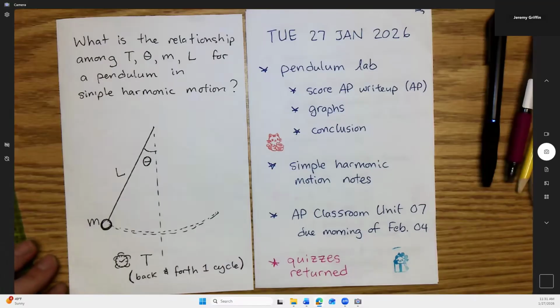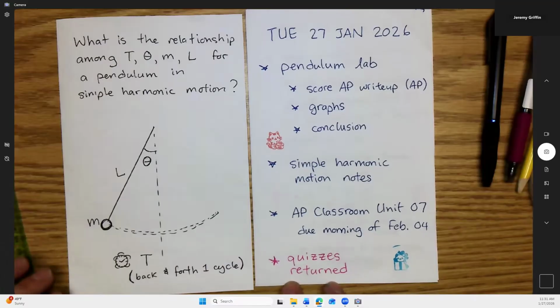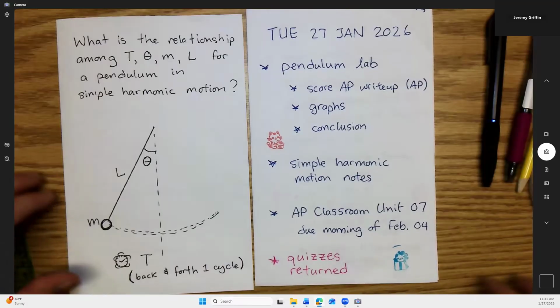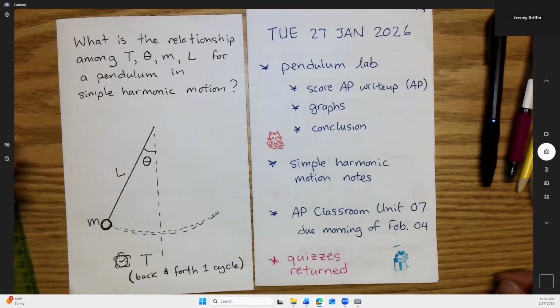Okay? Your guys' last quizzes have returned, so before you leave for lunch today, you can pick those up out of your folders and, of course, do corrections, the whole thing. All right. So you guys ready to switch over to lab?